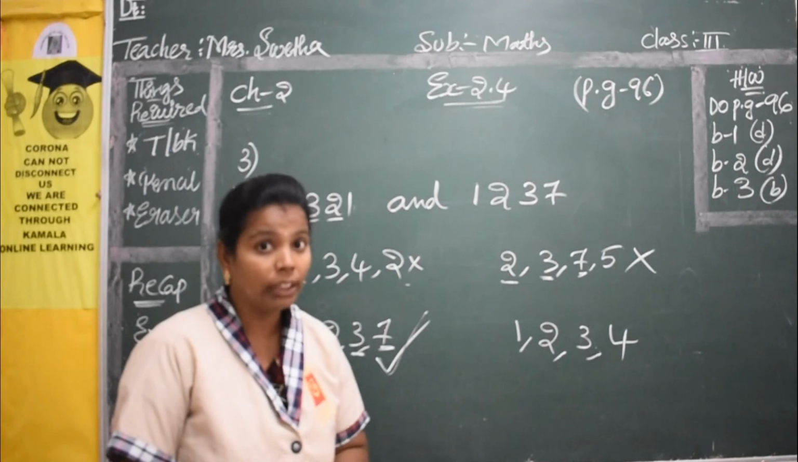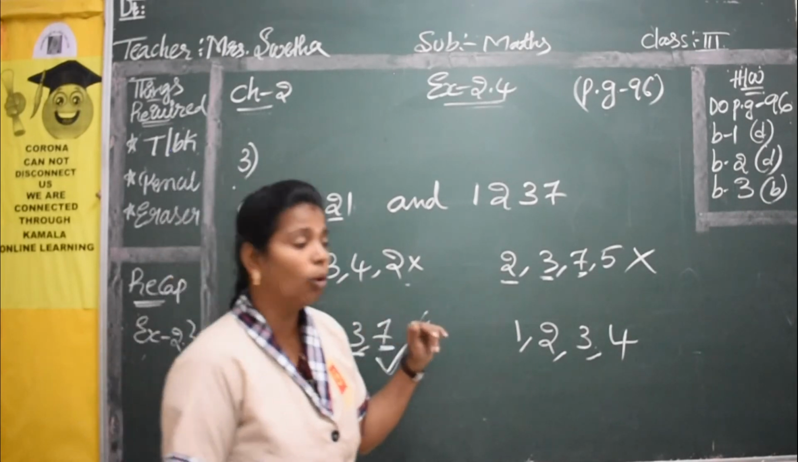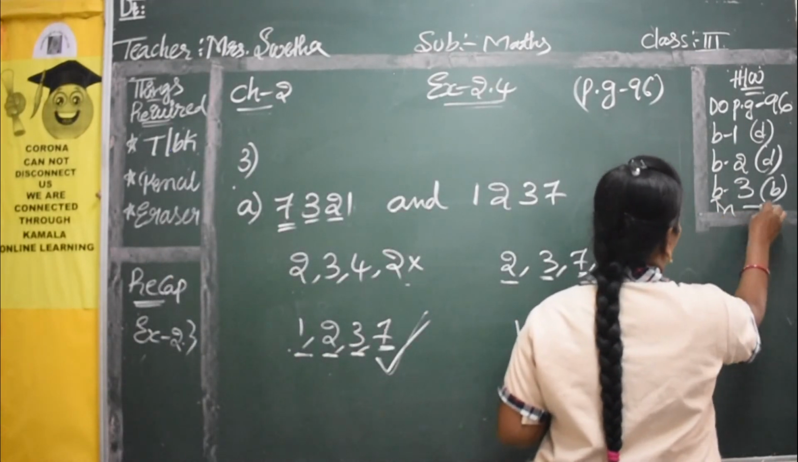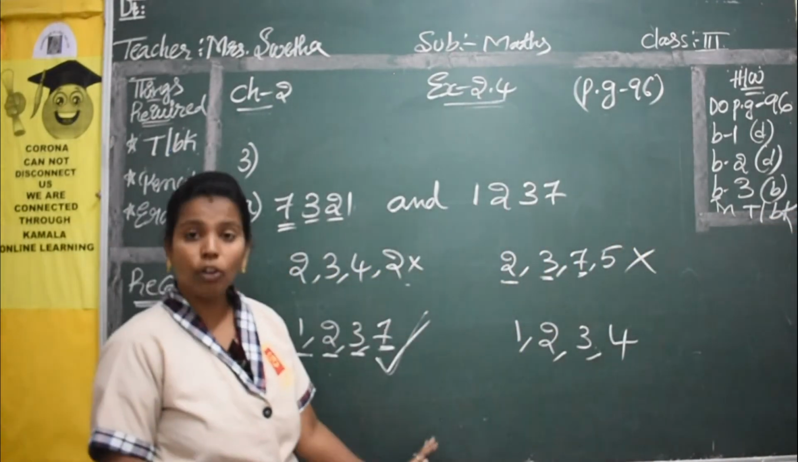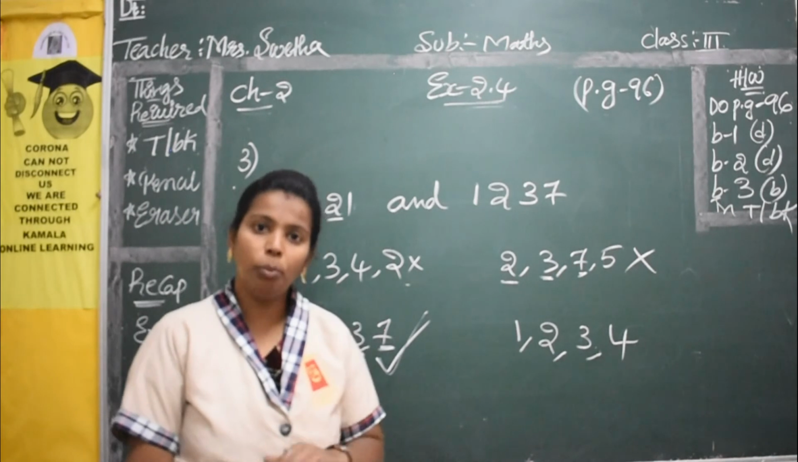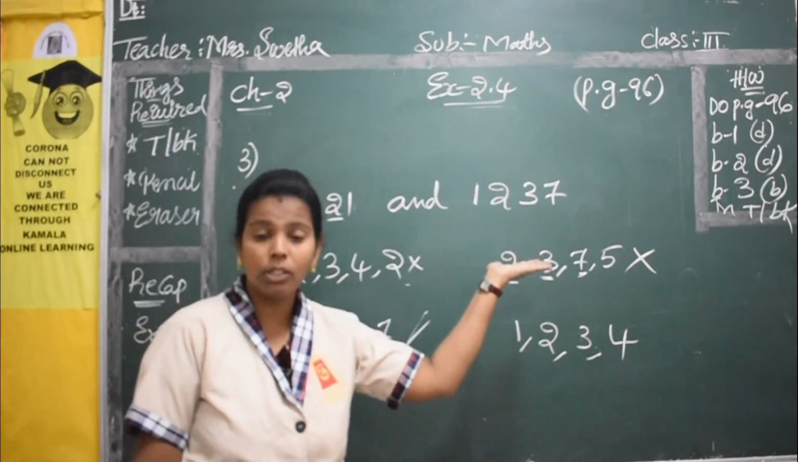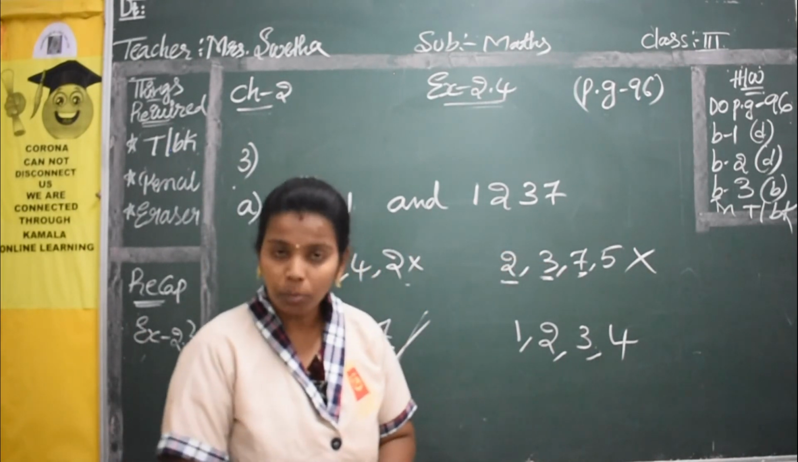And where do you have to write, children? You have to write all those homeworks, all the bits, in your term 2 book only. Why? Because you have placed them there only. In the class work, in the video also, we have completed in the term book only. So all the homeworks, all the bits, you also have to complete in your term book only, children.